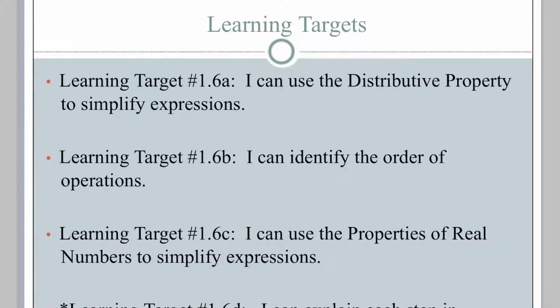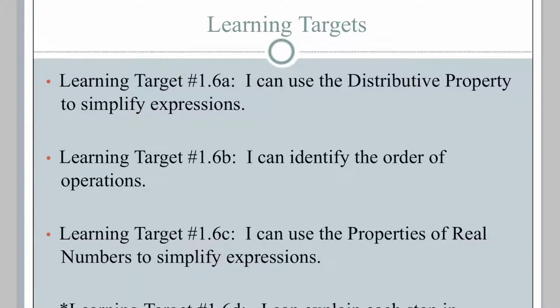Learning target number 1.6a, I can use the distributive property to simplify expressions. Once again, we are going to add a few more properties that will allow us to both simplify expressions and solve equations. Learning target 1.6b, I can identify the order of operations. Learning target 1.6c, I can use the properties of real numbers to simplify expressions. Again, these properties of real numbers are the properties that we learned in previous units for both addition and multiplication.